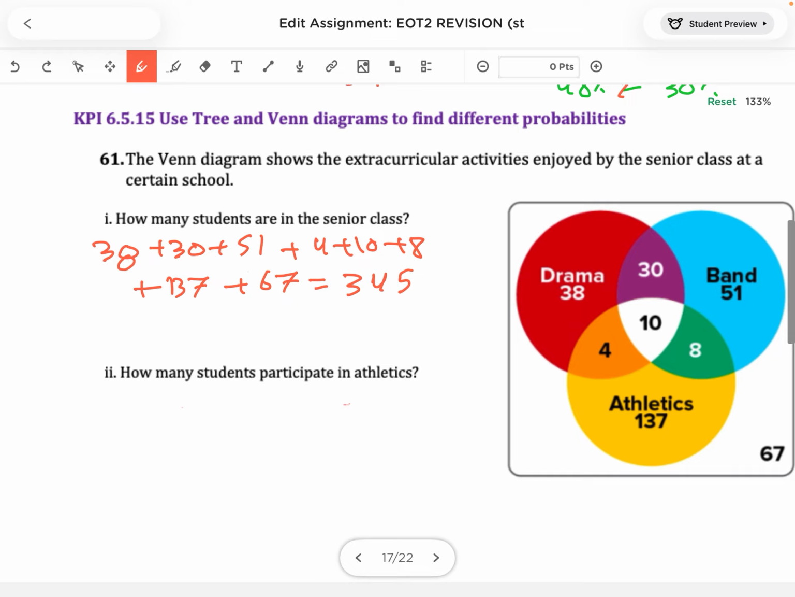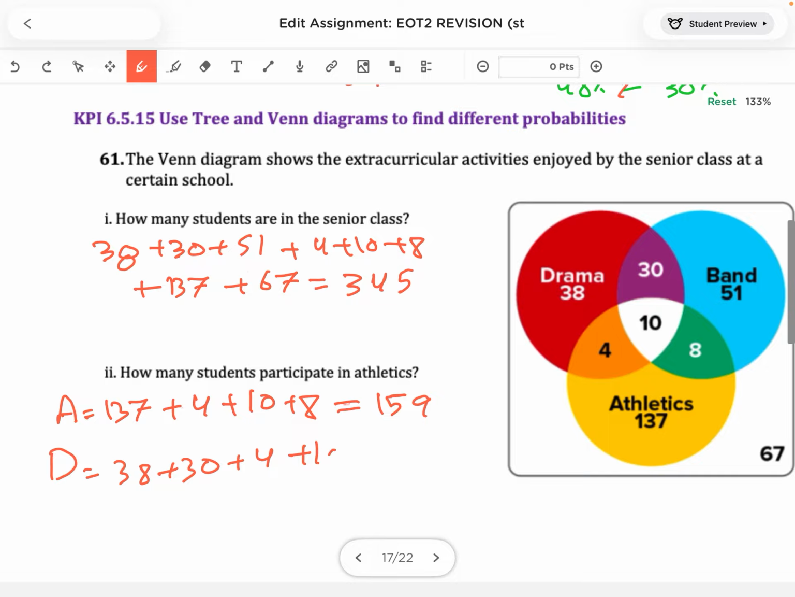How many students in athletics? In athletics it is 137 plus 4 plus 10 plus 8. And the answer is 159. All of them. Drama: 38 plus 30 plus 4 plus 10. So the number in drama is 82. Band is 30 plus 51 plus 10 plus 8, and it is 99.